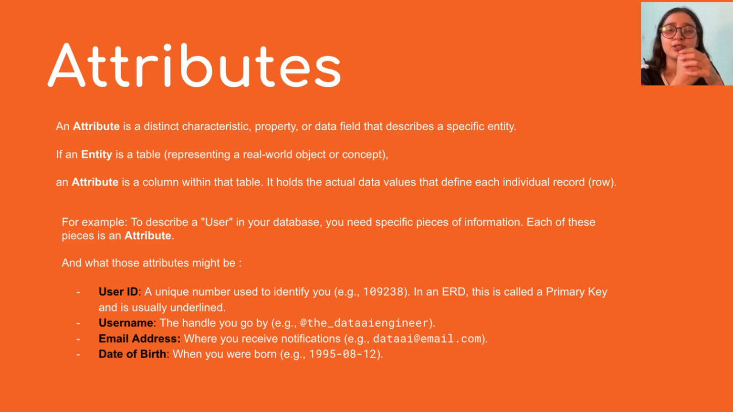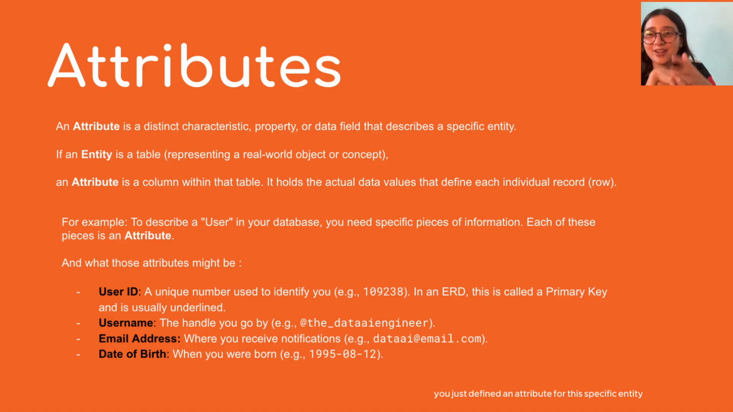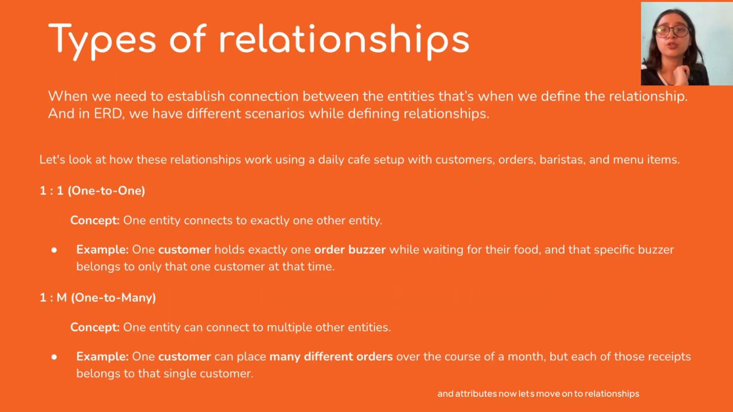So for example, if you need to define a user, what would be the attributes? It could be username, it could be password, it could be email. So you just defined attributes for the specific entity. I hope right now you are clear with the concept of entity and attributes. Now, let's move on to relationships.